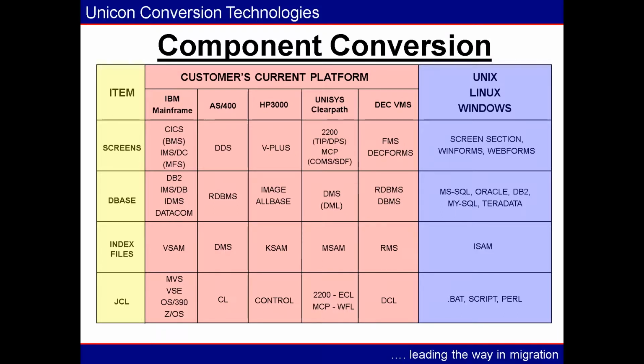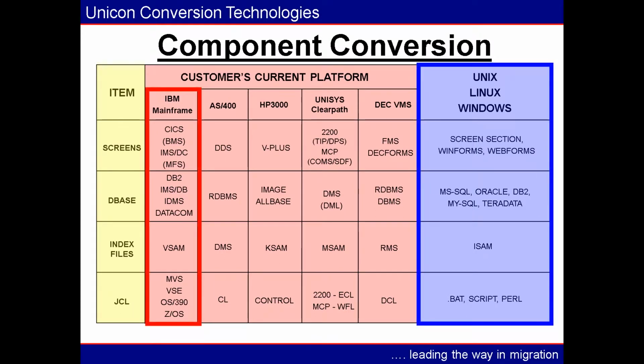This slideshow discusses the example of when the customer wants to move the applications from his IBM mainframe to Windows. But this is only an example of the many different migration projects that Unicon has performed, each one tailored to meet the unique needs of each customer.